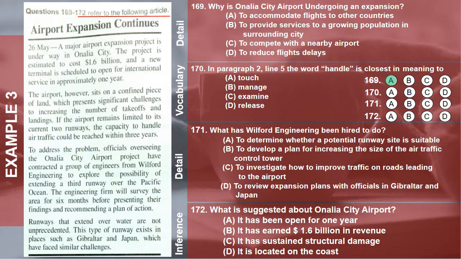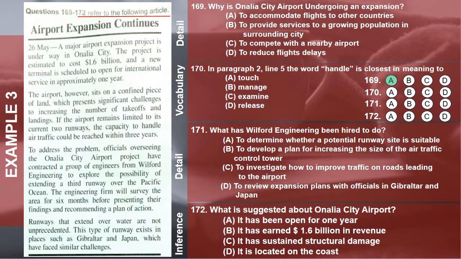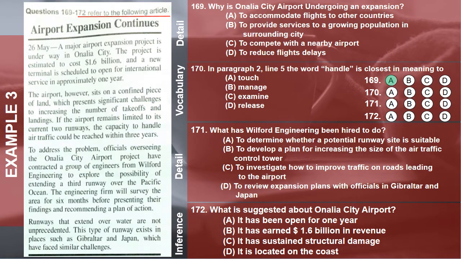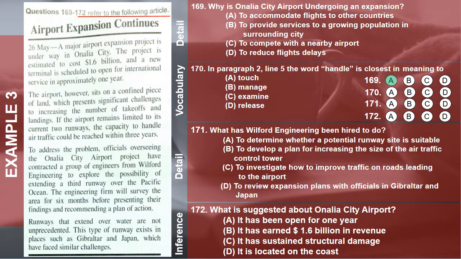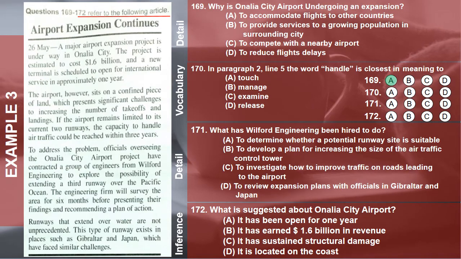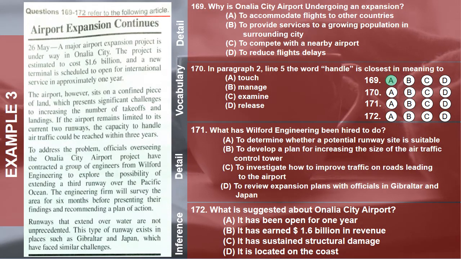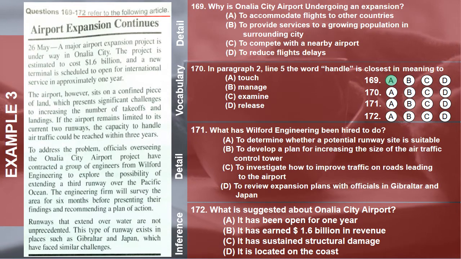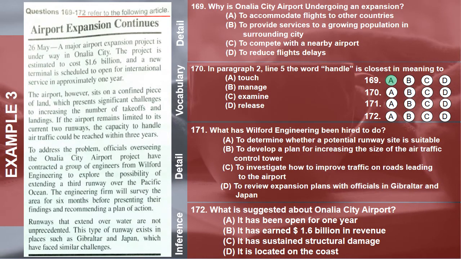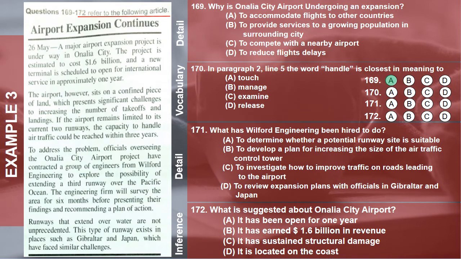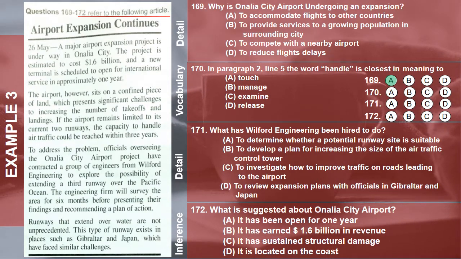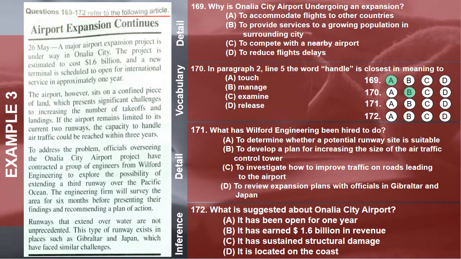For 170, the paragraph 2, line 5, the word handle is closest to the meaning of: touch, manage, examine, and release. So go to the second paragraph, line 5, and see handle. Try to replace handle with all these options and try to see if it makes sense. So the only word that makes sense is manage. The capacity to manage air traffic could be reached within 3 years. So the correct answer is B.